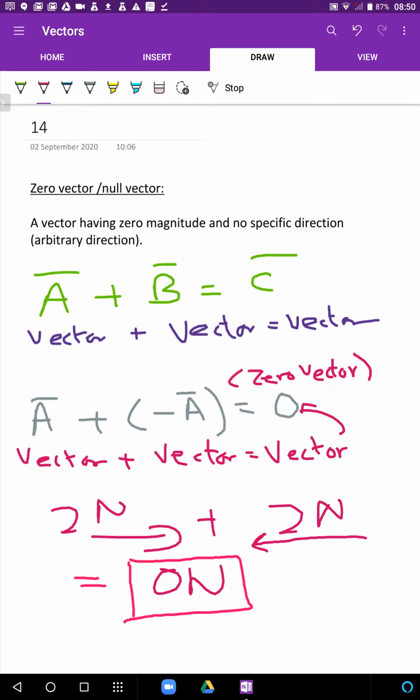You can't use this in solving questions and all. I mean, this is just a theoretical term. You should know what 0 vector means. Okay. Let me know if you want me to wait on this page.